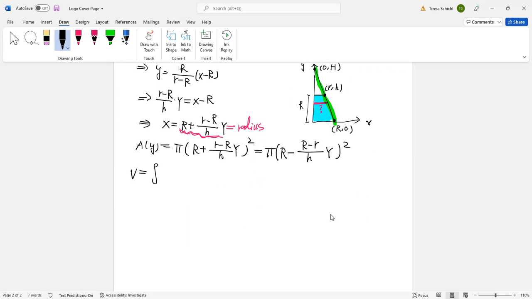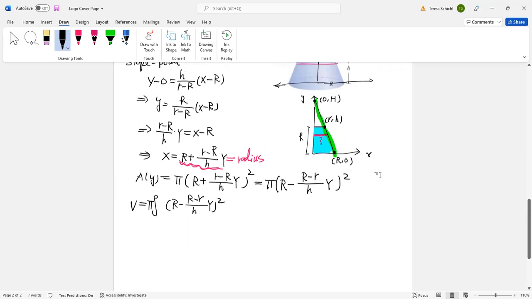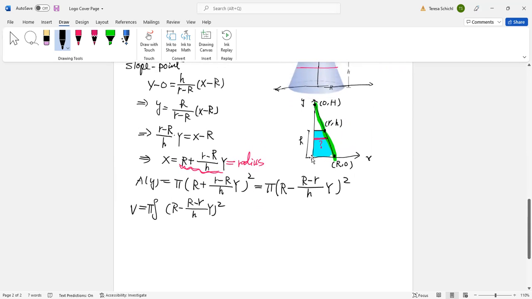Just integrate with respect to y, right? So I move the pi outside, then the radius, this pink one, is capital R minus little r over h times y, squared. And then let's take a look at what the y values are. Y is from where to where? It's this blue area, right? So it's from 0 to where? 0 to h. Now the remaining part will just be the integration, from 0 to h here, right?